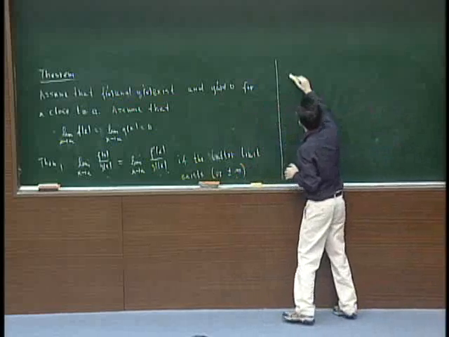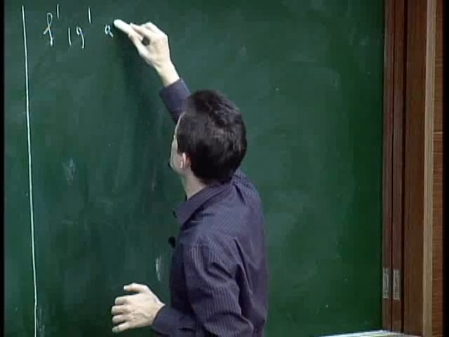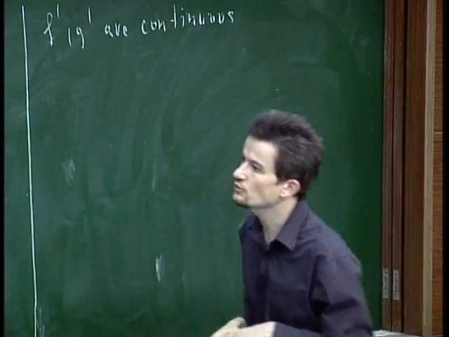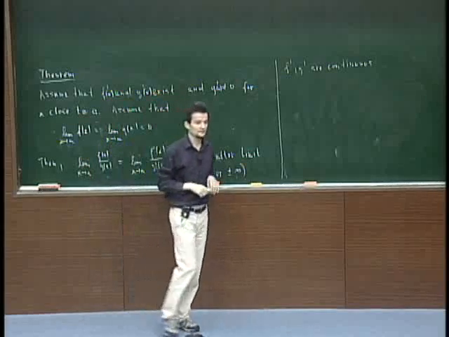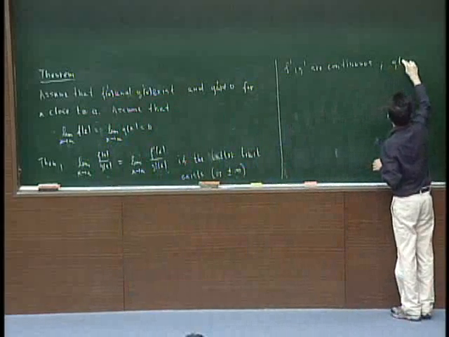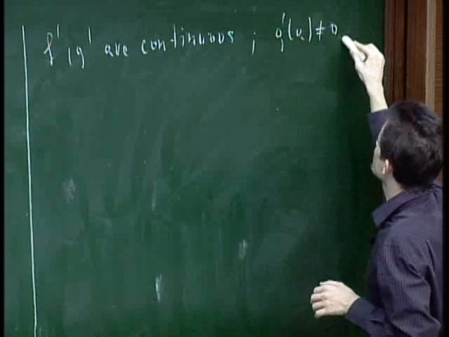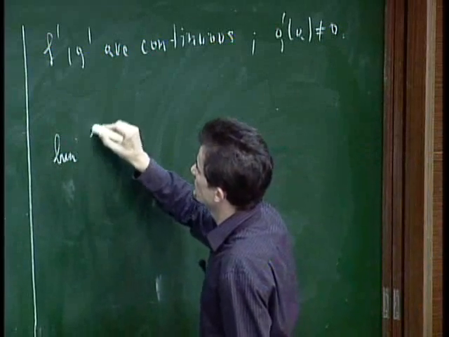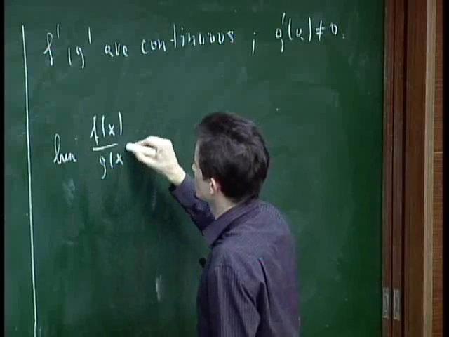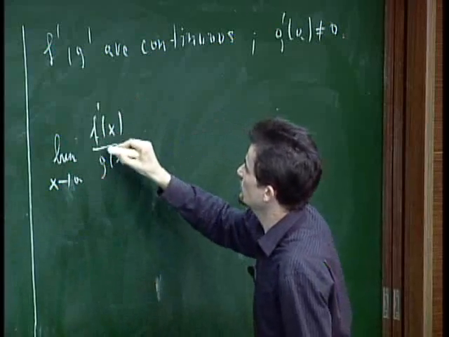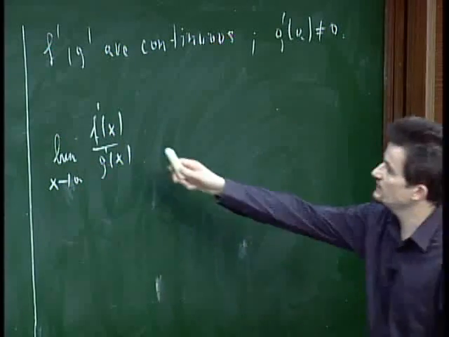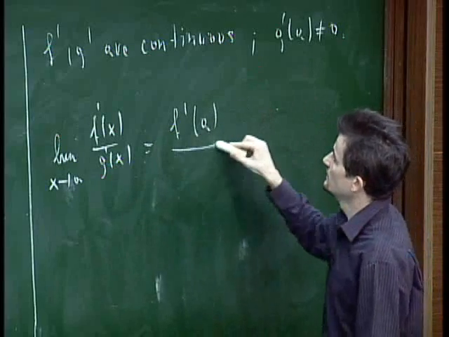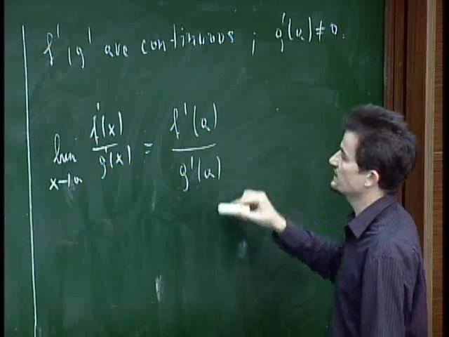Now, as I said, if you assume that the derivatives are continuous, not only for x close to a, but also at a, and the derivative of g at a is not equal to 0, then under these assumptions, the proof of the result is much easier. So we look at the derivatives, because they are continuous, you can use the limit laws, so you can evaluate this as the derivative of f at a over the derivative of g at a.